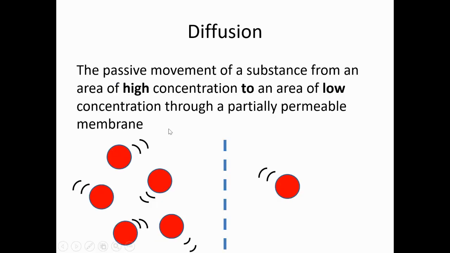So diffusion is the passive movement of a substance from an area of high concentration to an area of low concentration through a partially permeable membrane. So there's lots on the left, not very much on the right, and it just moves that way.